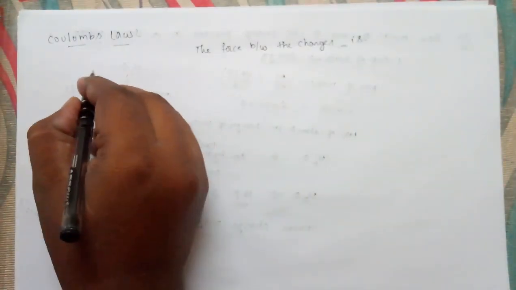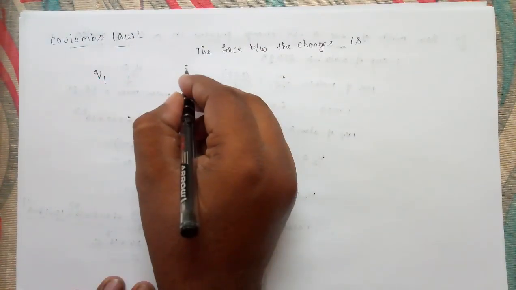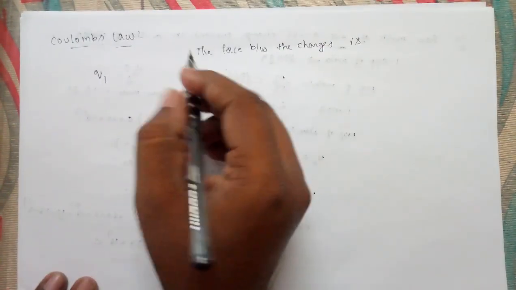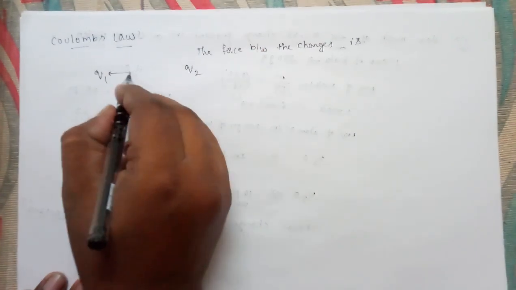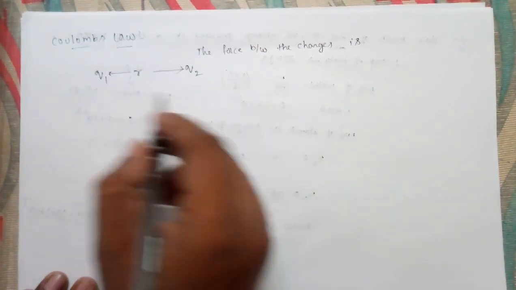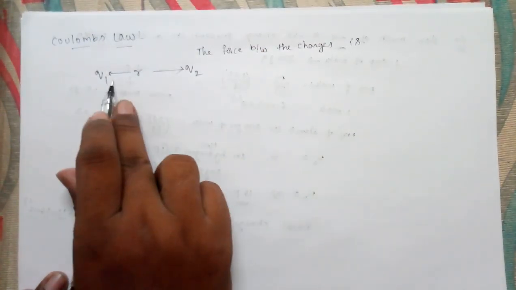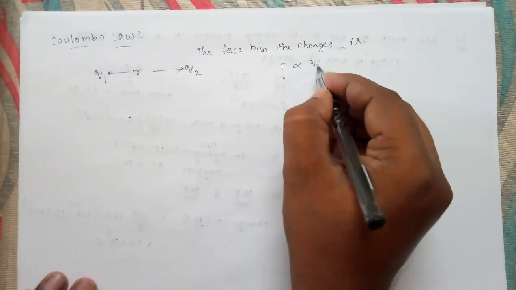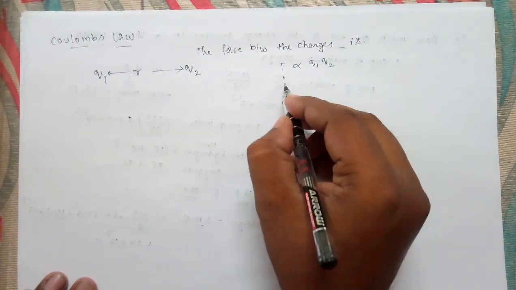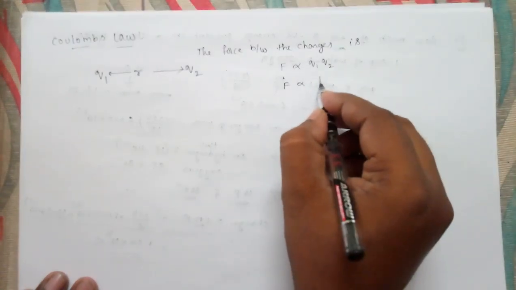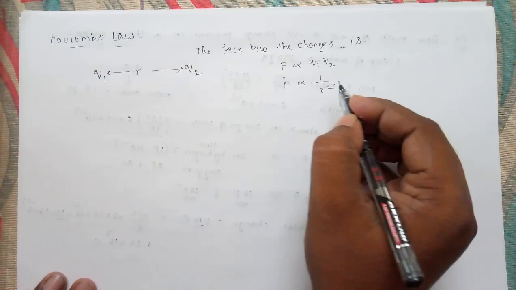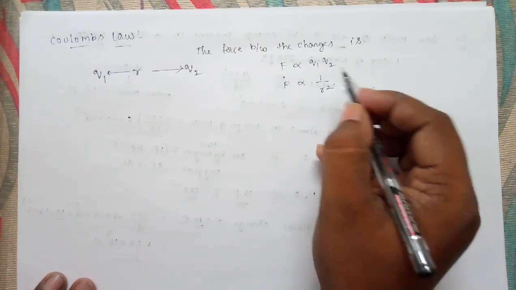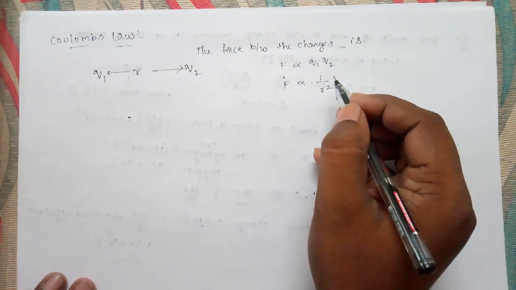F. Suppose you take a charge Q1 and a charge Q2, and their separation is r. The force between these like charges is a force of repulsion. This force of repulsion is directly proportional to the product of their charges and inversely proportional to the square of the distance between them. This is something you observed in gravitation.